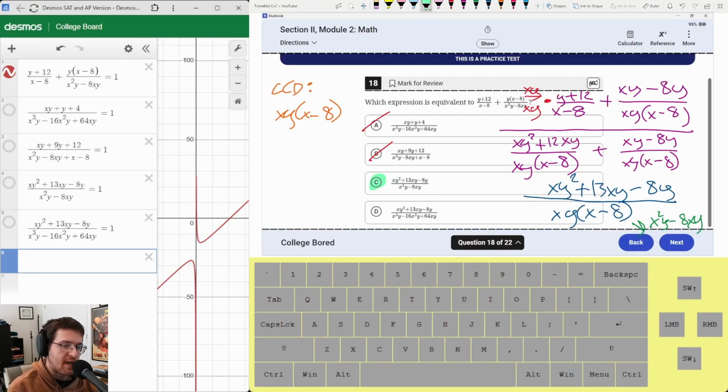Okay, guys, so this would be very time consuming, but you can do it. And honestly, it's one of the last questions, so maybe it's worth it to get it right if you have time. You could make the x's and y's like a's and b's, plug in random numbers, and then figure out the answer that way.